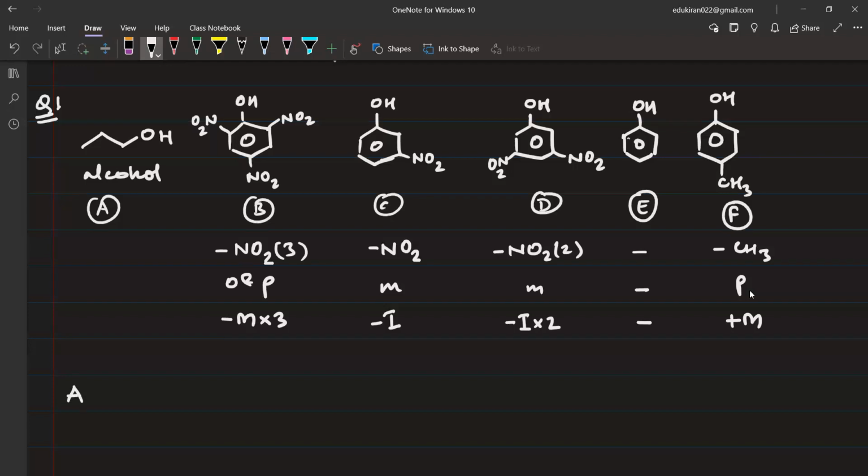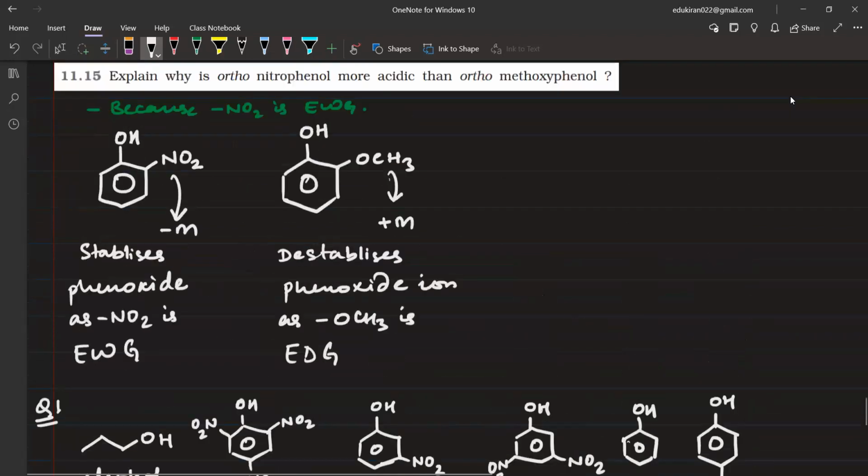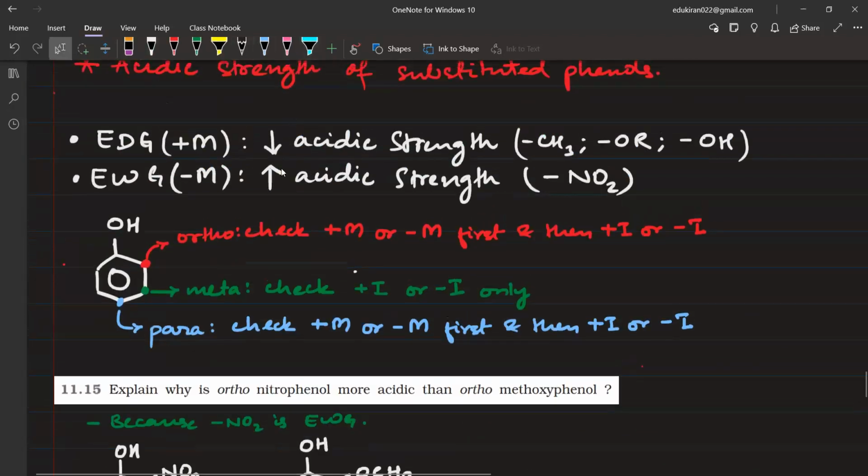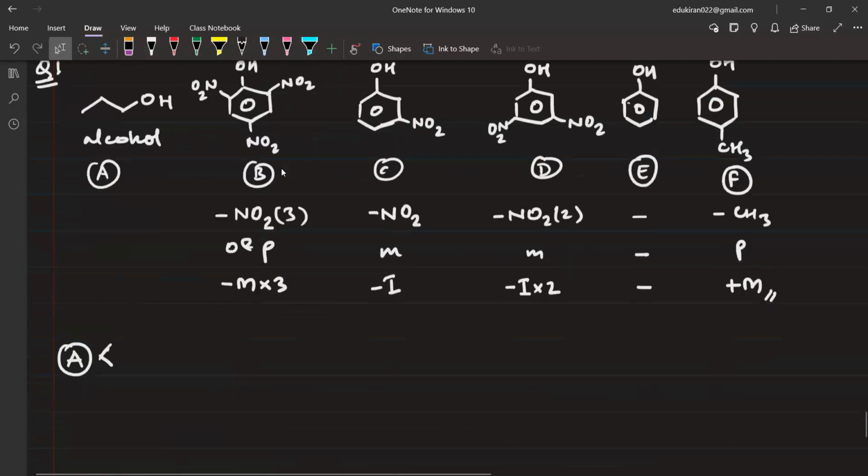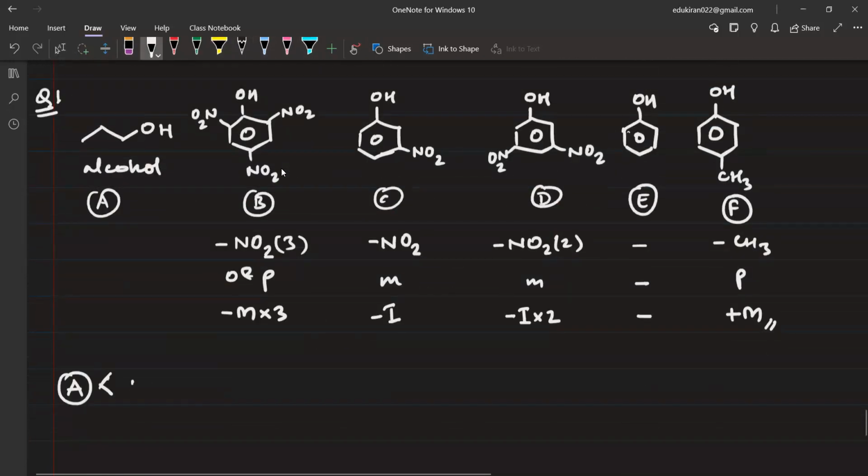अच्छा, first of all, A is going to be the least because it is alcohol. Now next what are we going to have? Next किसका होगा? Next होगा plus M वाले. सबसे कम. Then you will have plus M because plus M is what? Unfavorable for acidic strength. You see here electron donating groups, it decreases the acidic strength, right? So उसके बाद कम किसका होगा? F का.